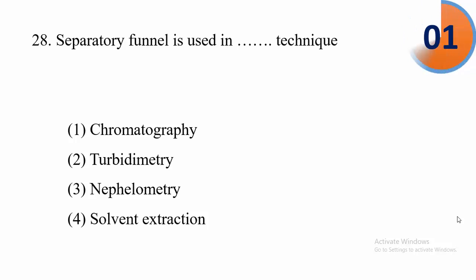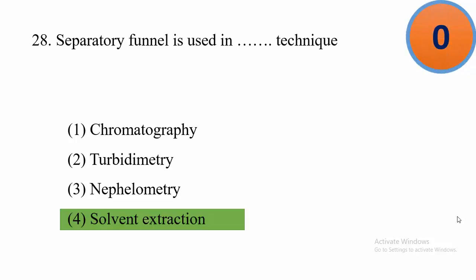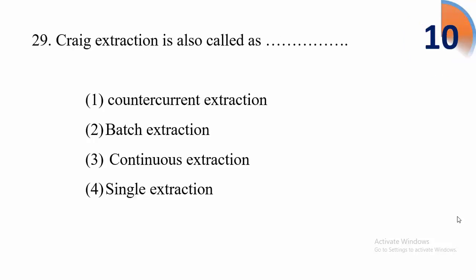Obviously it is the solvent extraction technique, where a separatory funnel is used for the extraction process, because in chromatography we use a stationary phase and a mobile phase. Turbidimetry and nephelometry are instrumental techniques, while solvent extraction is a physical technique where a simple separating funnel can be used for the separation.